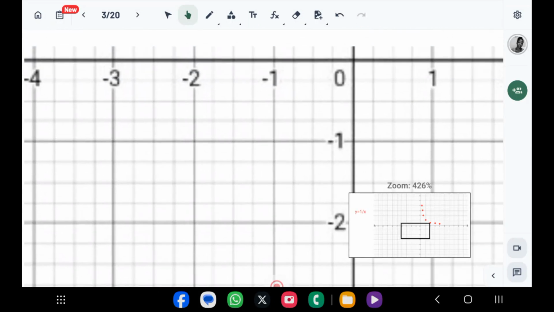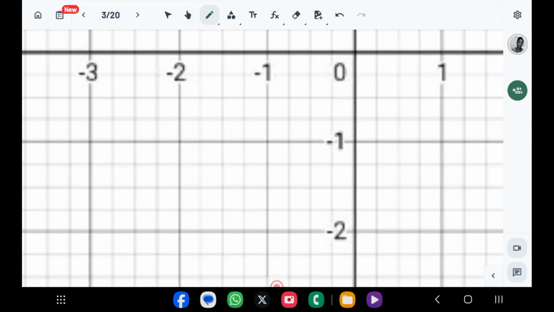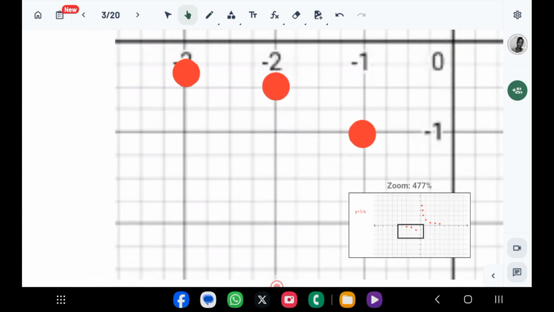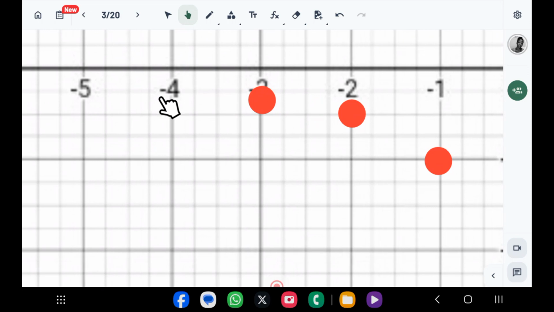When x equals negative 1, your y equals negative 1. When x equals negative 2, your y equals negative a half. When x equals negative 3, your y equals negative a third. That's what we have there. And when x equals negative 4, you've got negative a quarter, which we will plot out there.